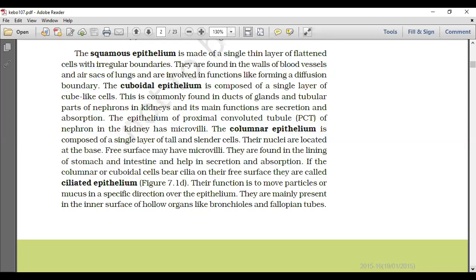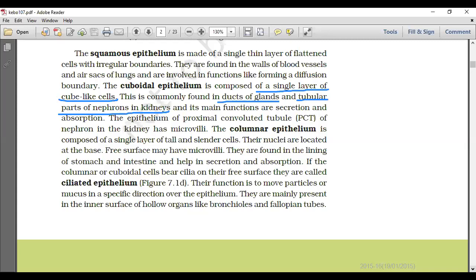Next, the cuboidal epithelium. The cuboidal epithelium is composed of a single layer of cube-like cells. This is commonly found in ducts of glands and tubular parts of nephrons in kidneys. So, simple cuboidal epithelium is commonly found in ducts of glands and tubular parts of nephrons in kidneys.